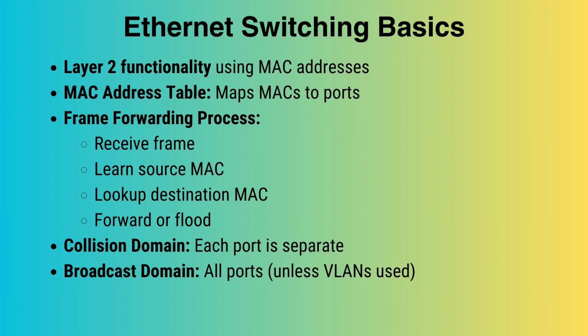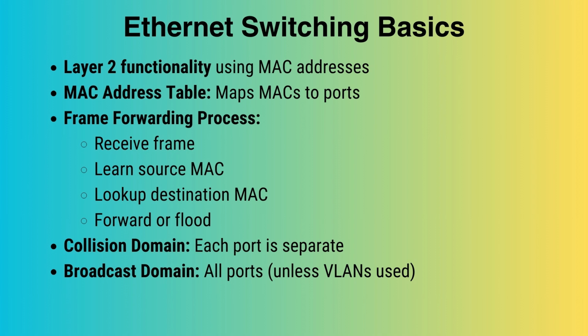Ethernet switches are fundamental to modern networks, operating at layer 2 of the OSI model to manage data transmission using MAC addresses. Each switch maintains a MAC address table, which maps MAC addresses to specific ports. When a frame arrives at a switch, the switch learns the source MAC address and updates its table. It then checks the table for the destination MAC address to determine the correct port for forwarding the frame. If the destination MAC address is not found, the switch floods the frame to all ports except the one it came from, ensuring it reaches its destination.